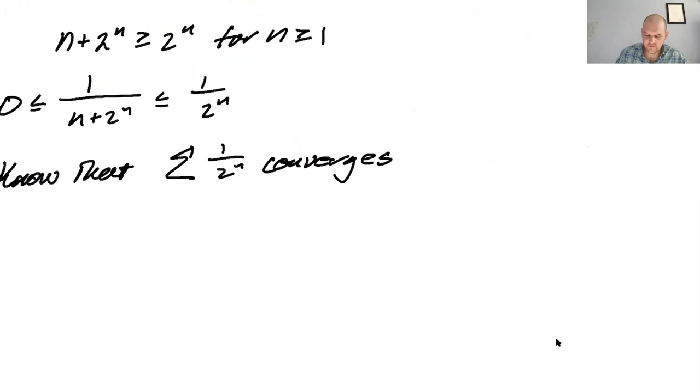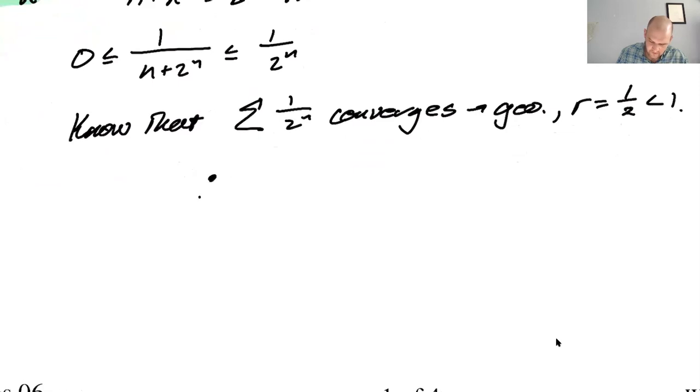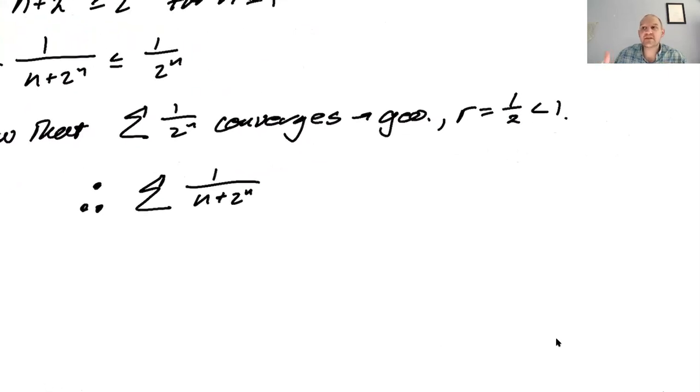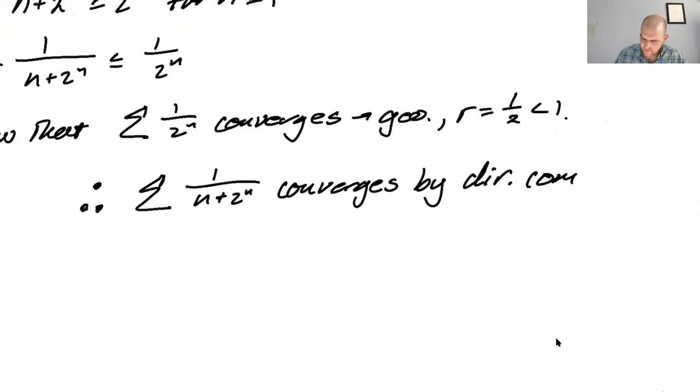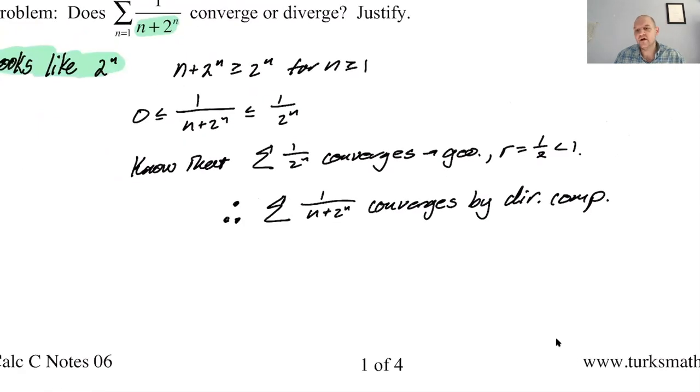And then you want to say why. So why does this converge? Well, it converges because it's geometric with r equal to 1/2, which is less than 1. So 1 over 2 to the n converges. Therefore, 1 over n plus 2 to the n, which is a smaller series, must converge to something smaller than whatever 1 over 2 to the n converges to. So this converges as well. We don't know what it converges to, but I'm going to say it by, I always abbreviate this as DIRComp, which I don't know. I also kind of just like saying it. So this converges by direct comparison.